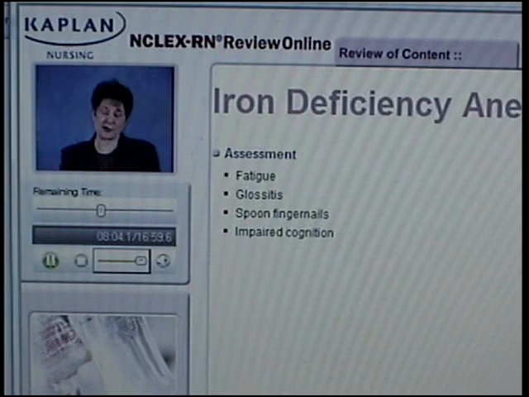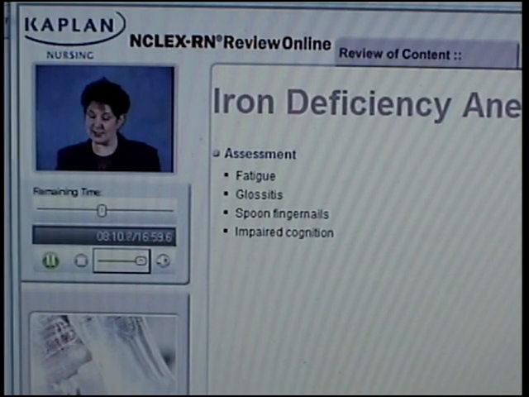Iron deficiency anemia is the most common type of anemia that patients have, usually caused by a decrease in intake or malabsorption problem. GI tumors and things such as that can cause it, as can excessive menstrual bleeding.